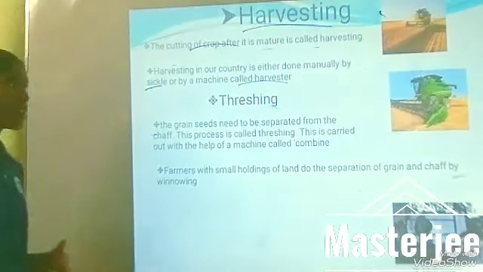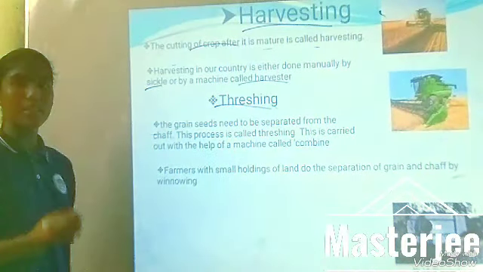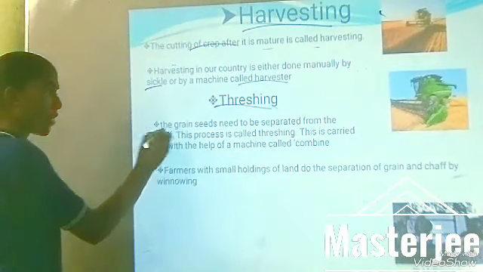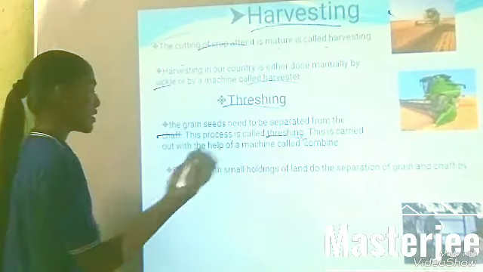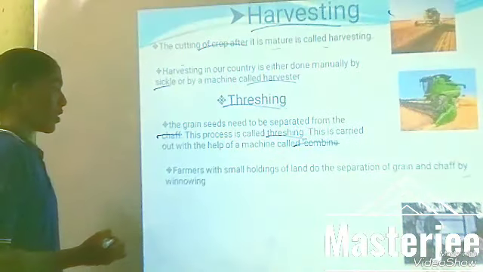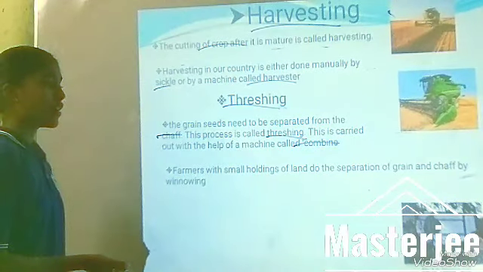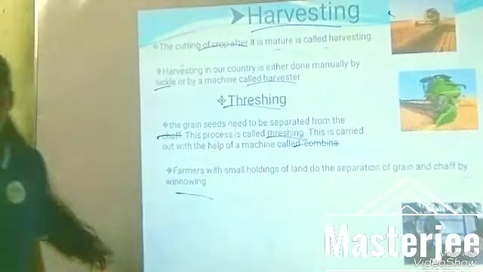The next process in harvesting is threshing. The grains and seeds need to be separated from the chaff. This process is called threshing. This is carried out with the help of a machine called combine. Farmers with small holdings of land do the separation of grain and chaff by winnowing.